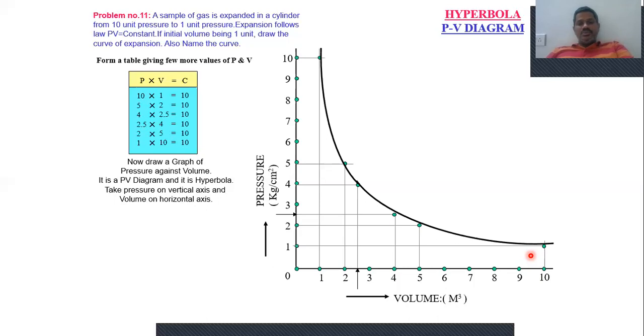This curve is known as a hyperbola. This is a PV diagram. On the horizontal axis we took volume, on the vertical axis we took pressure, and the relation between pressure and volume is PV equal to constant. We assumed values, and based on that we plotted a graph between pressure versus volume, and this curve is a hyperbola.